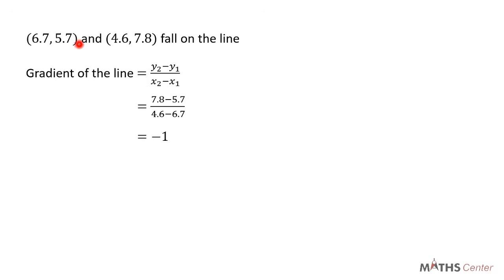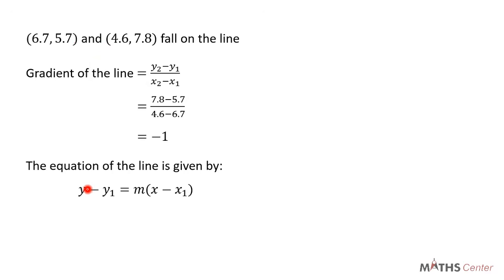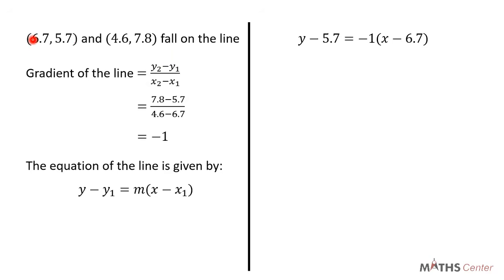With this gradient and any one of these 2 points, I can use the formula y minus y1 is equal to m into bracket x minus x1 to get the equation of the line. I'm going to use (6.7, 5.7) as my x1, y1. So my x1 is going to be 6.7 and the y1 will be 5.7. The gradient m is -1. And so when you substitute it into the formula, you have y minus 5.7 is equal to -1 into bracket x minus 6.7. When you open the bracket here, you have y minus 5.7 is equal to -x plus 6.7.